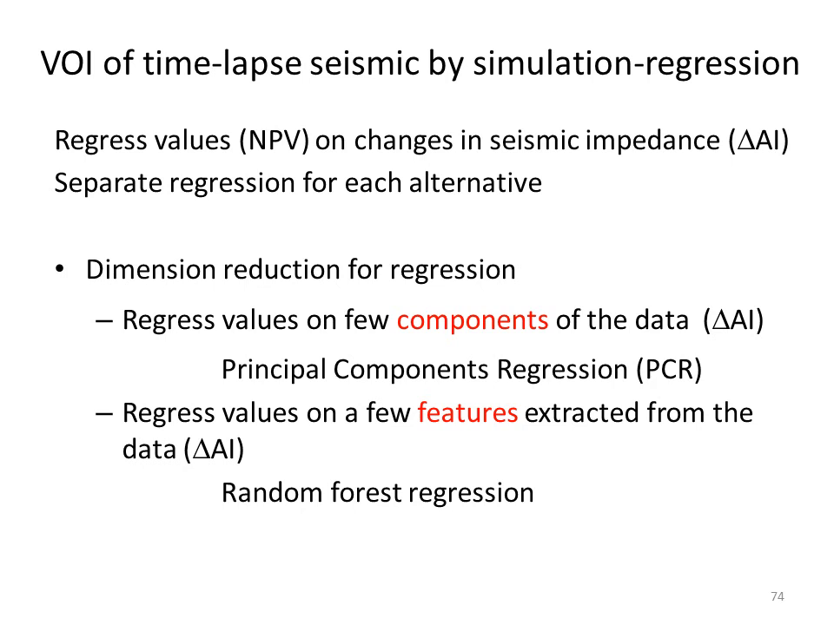So there are various ways of doing this dimension reduction. We have tried out some of them. We can extract principal components, spatial principal components, kind of like eigenimages, and regress on those. Or we can extract a few features from the data, and then in this case we use random forest regression.